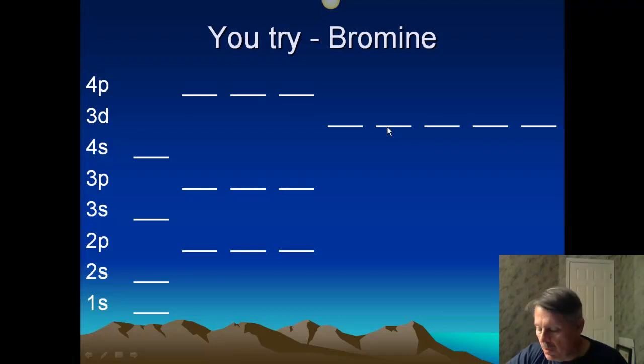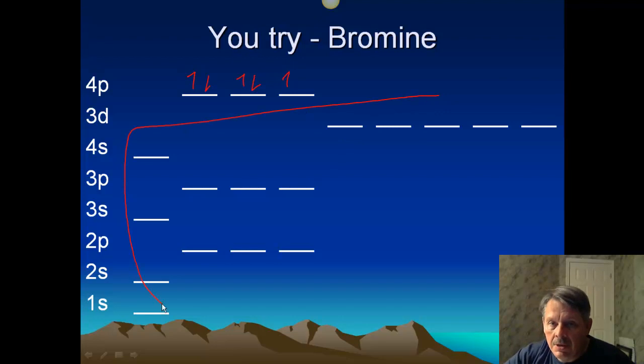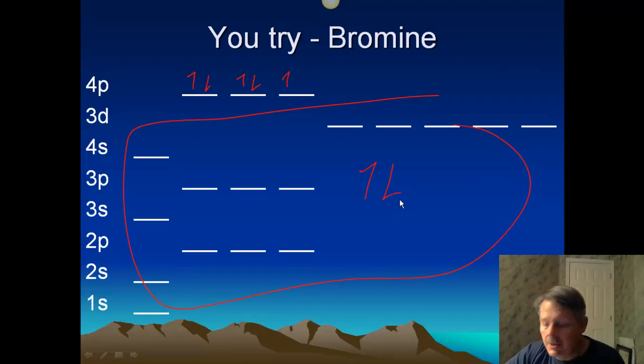Okay, welcome back. I'm going to do the end of it. The end of bromine is going to look like this. 1, 2, 3, 4, 5. Right? Everything else down below it, all these down here, they all have 2 things down there. How do I know that? Bromine has 35.